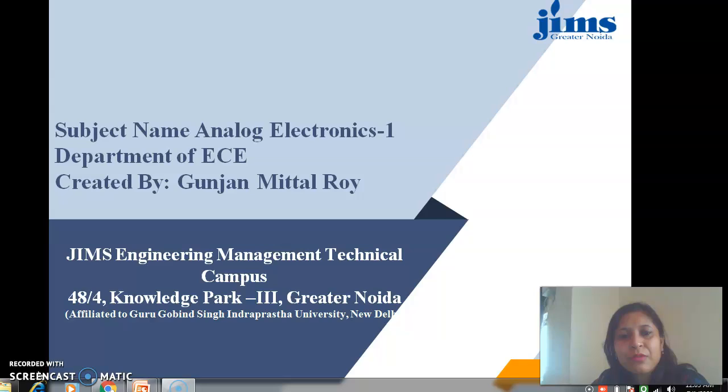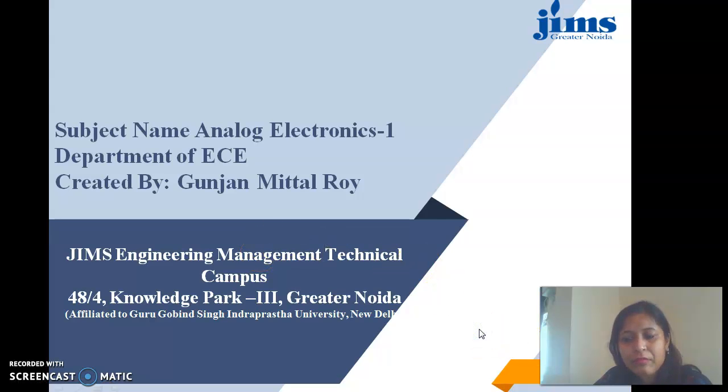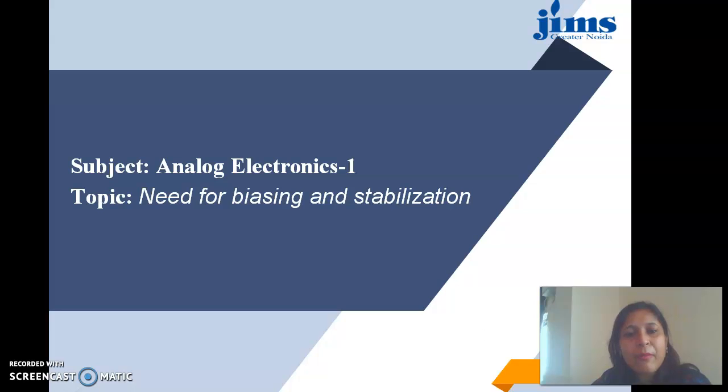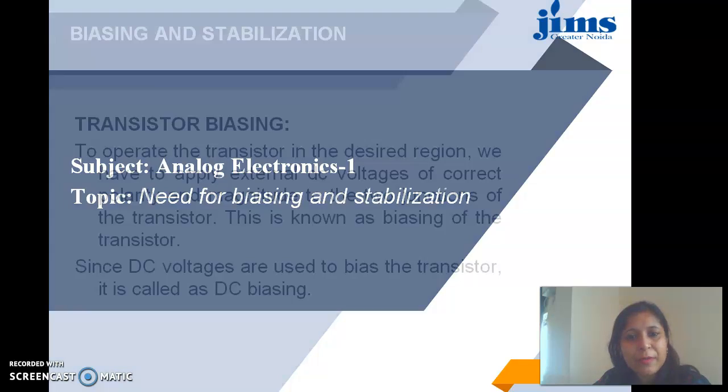Today I'm here to give you the next video on Analog Electronics 1, and today's topic is bias and stabilization: the need for biasing and stabilization. In the previous videos, I gave you a review on basic semiconductor electronics, diodes and BJT. Now we will enter into the topic with the need for biasing and stabilization.